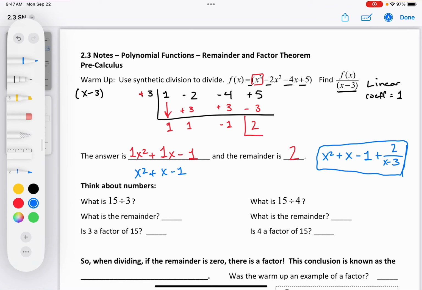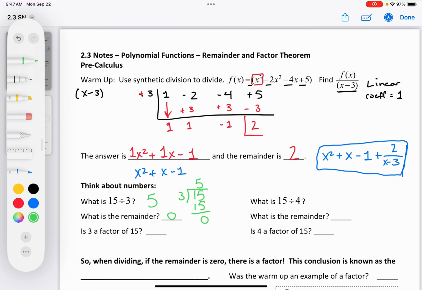Now, thinking about this concept of division and factors and quotients, let's think about the numbers 15 and 3. 15 divided by 3 is an even 5. If you wrote it out like this, your answer would be 5, and 3 times 5 is 15. So do we have a remainder? No, we don't. The remainder is 0.